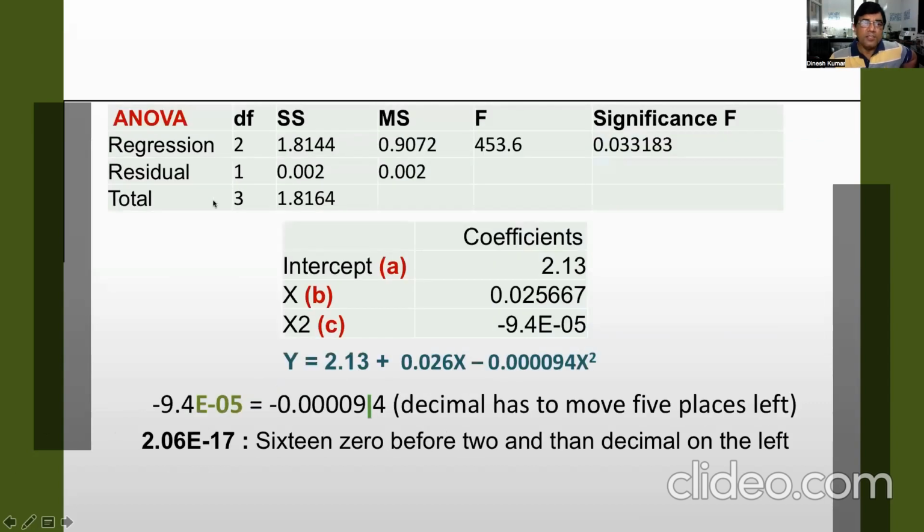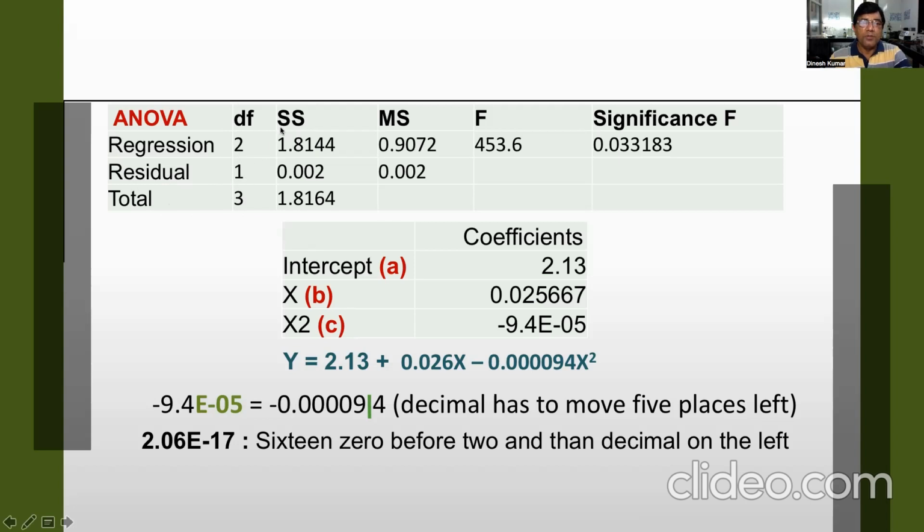And see the next, this was the ANOVA for this quadratic relationship. In regression, you see the degree of freedom is 2. It is 2 now because in the regression equation you have 2 x's: one is x, the other is x square. Or otherwise, you can see its highest power is 2. And then total is 3 because you had 4 pairs of observations, so 4 minus 1 is equal to 3. Then for residual, you can calculate by difference, total minus regression degree of freedom: 3 minus 2, you get 1 for residual.